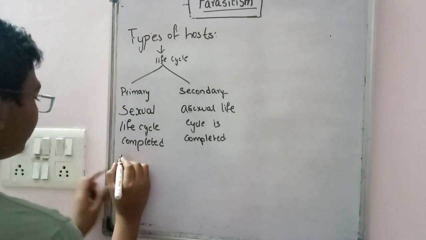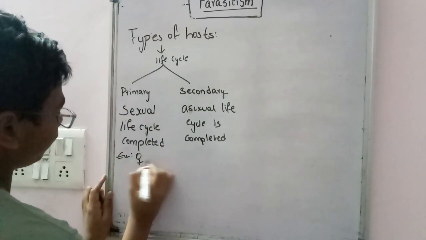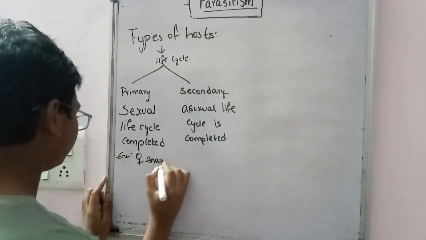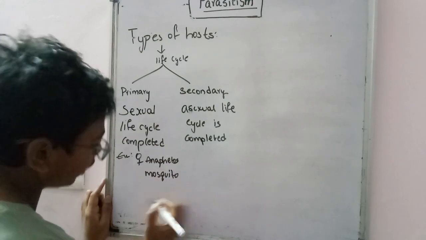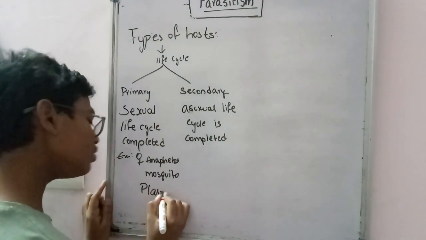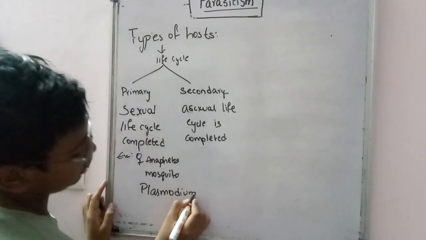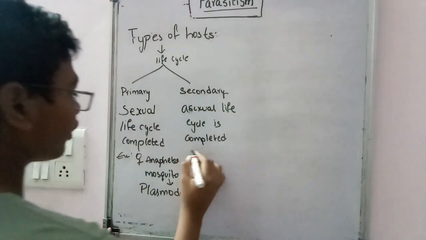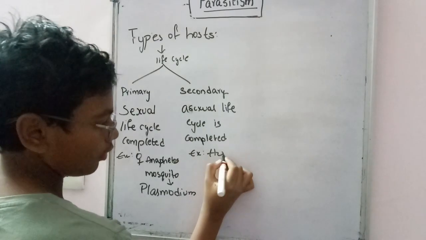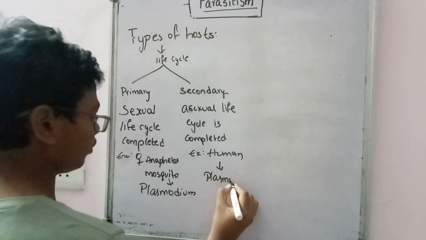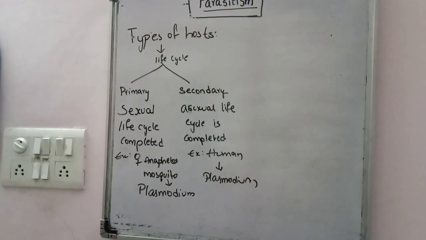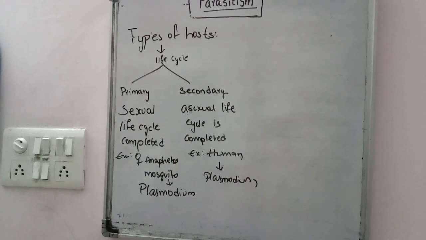Here you can take as an example the female Anopheles mosquito. This is for Plasmodium. And next, you can take as example human. Human is also for Plasmodium. So this is about the division of hosts on the basis of life cycle.